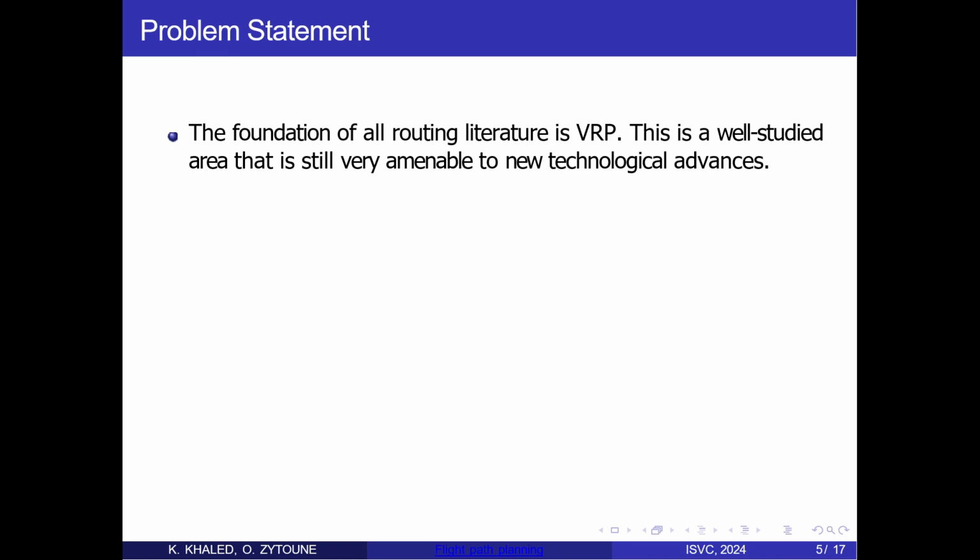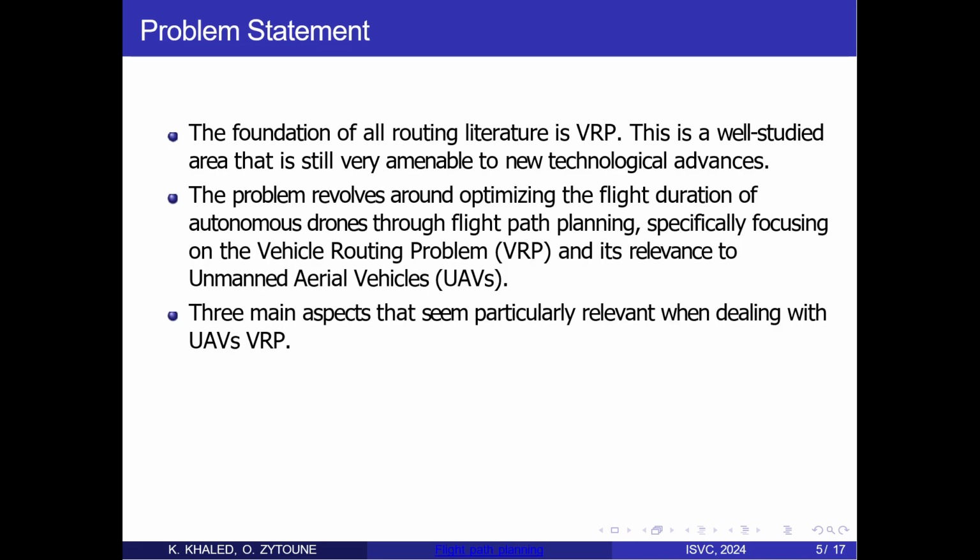The foundation of all routing literature is the vehicle routing problem. This is a well-studied area that is still very amenable to new technological advances. The problem revolves around optimizing the flight duration of autonomous drones through flight path planning, specifically focusing on the vehicle routing problem and its relevance to unmanned aerial vehicles. Three main aspects seem particularly relevant when dealing with the UAV vehicle routing problem.